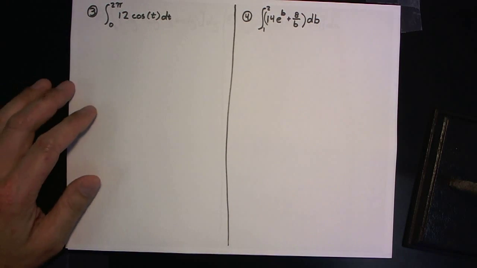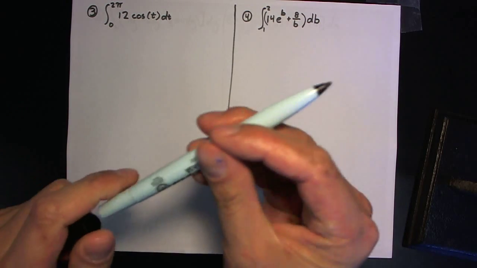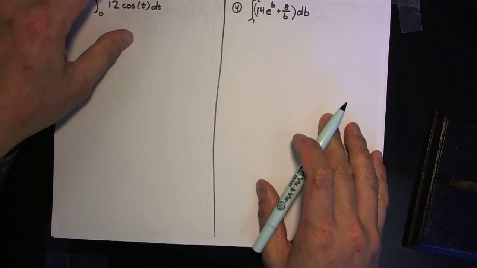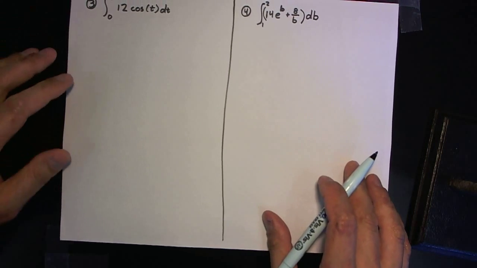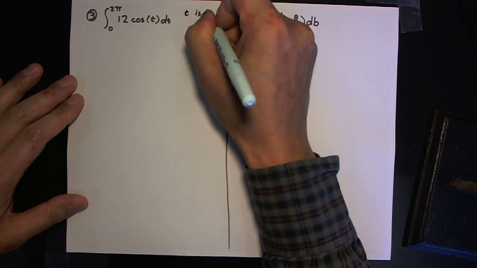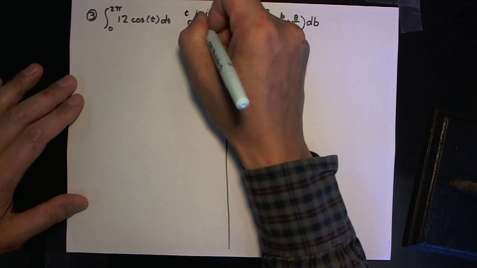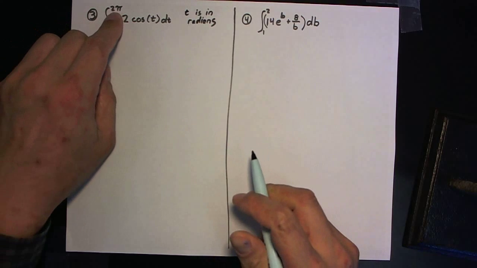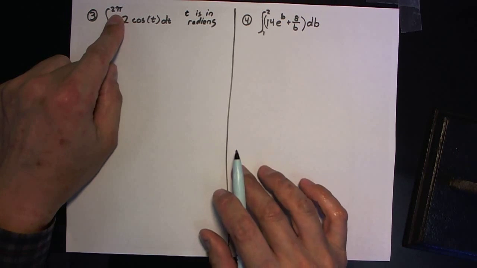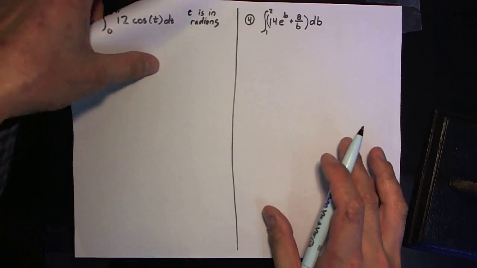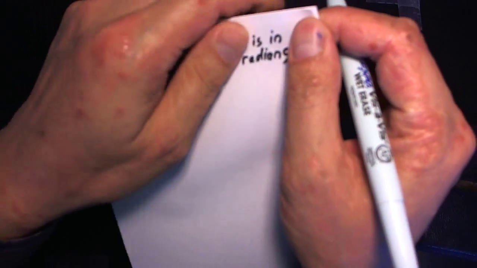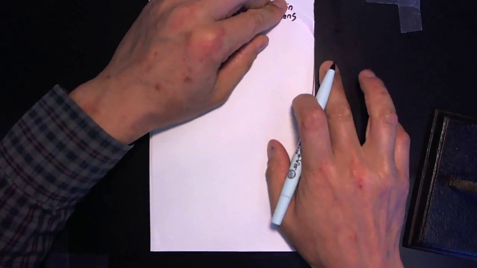Here's a sample problem, and for sample problem number 3, I forgot to mention something kind of important, which is that t is in radians. Otherwise, you don't know whether this is 2 pi radians for this boundary here, or whether it's 2 pi degrees. Let me fold this in half just to make the paper a little easier to manage. All right, here we go.